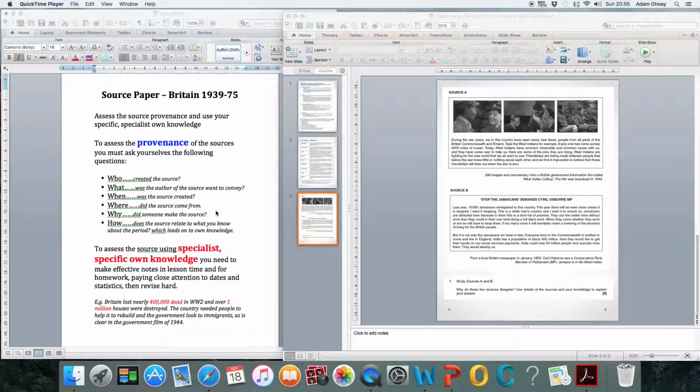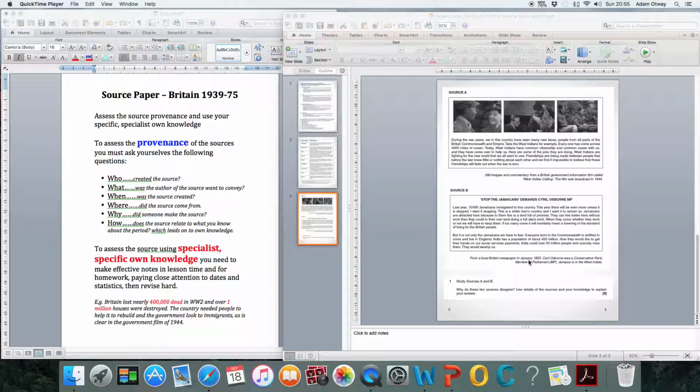where did the source come from? Well, this one is kind of two sides. I mean, we've said the government and the MP, but where was it born from? Where did it come from? And all of these cross over. In 1944, things were happening which meant the government wanted to encourage immigration. In 1955, things were happening that meant certain people and some politicians were very much against immigration. So it's the context: where does it come from, and why?